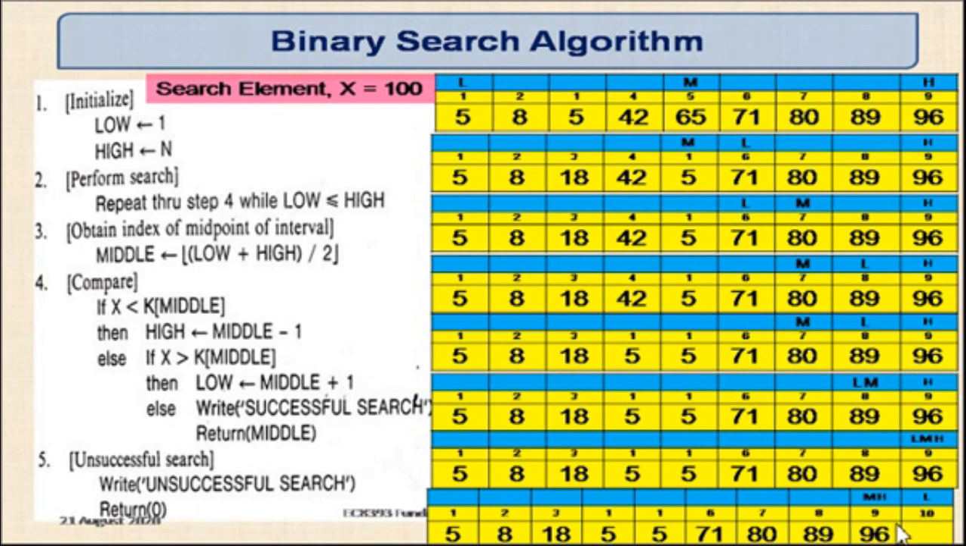This is what is called an unsuccessful search. So you see it goes back. What is the condition? Pointer low is less than or equal to high. Pointer low is 10, high is 9, so the condition fails. So it will come to step 5, because if the condition is satisfied it will go through step 4. Otherwise it will come to step 5 and write unsuccessful search, return 0.